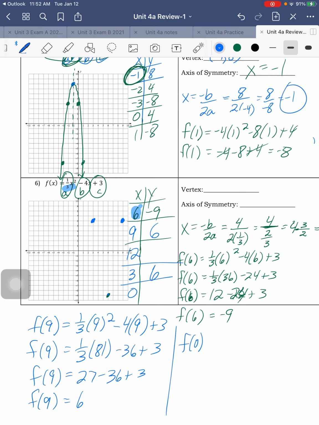Let's do when x equals 0. I like 0. You could do 12 if you want. They're going to be the exact same because of symmetry. So that's 0 minus 0 plus 3. That's 3. So 0, 3, and 12, 3.